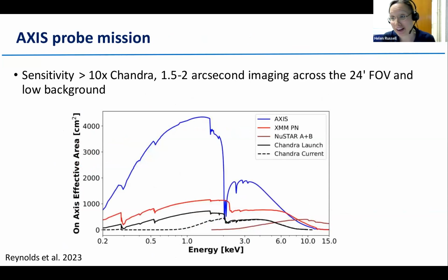And this is a much better kind of plot because it shows the impressive expansion of soft response we would get with AXIS, which would just be absolutely fantastic. So I've got on-axis effective area against energy here. You can see the black lines are Chandra. Chandra at launch is the solid black line, and the dashed line is Chandra currently. You can see the reduction in the soft response. And then the blue line is AXIS, and you can just see the dramatic expansion of the soft response here, which would be just absolutely ideal for looking at these individual galaxies.